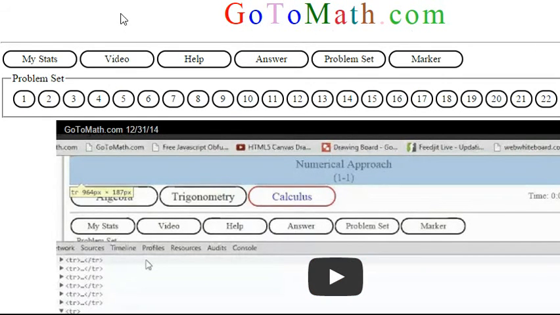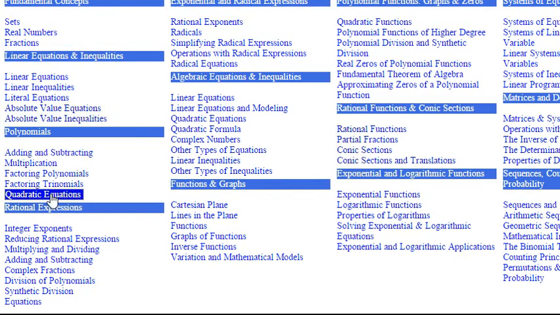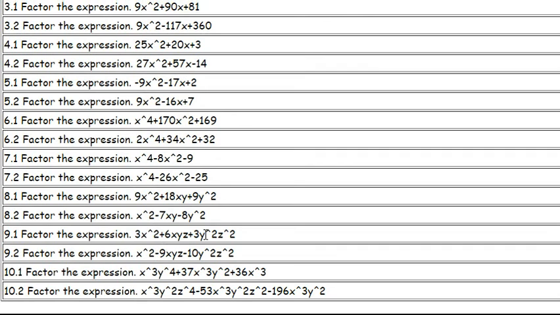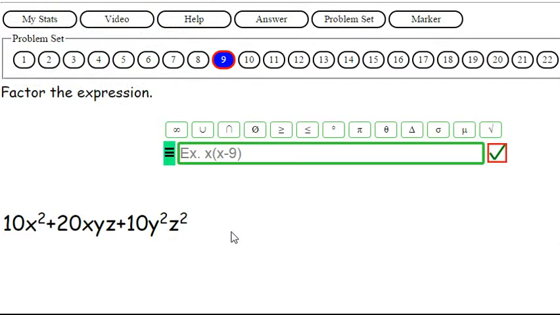Okay, we're here at gotomath.com. Click on the algebra. Let's go down to factoring trinomials. We're down here at 9.1. Ooh, lovely. That looks lovely. We got an x, y, and a z. Oh boy.